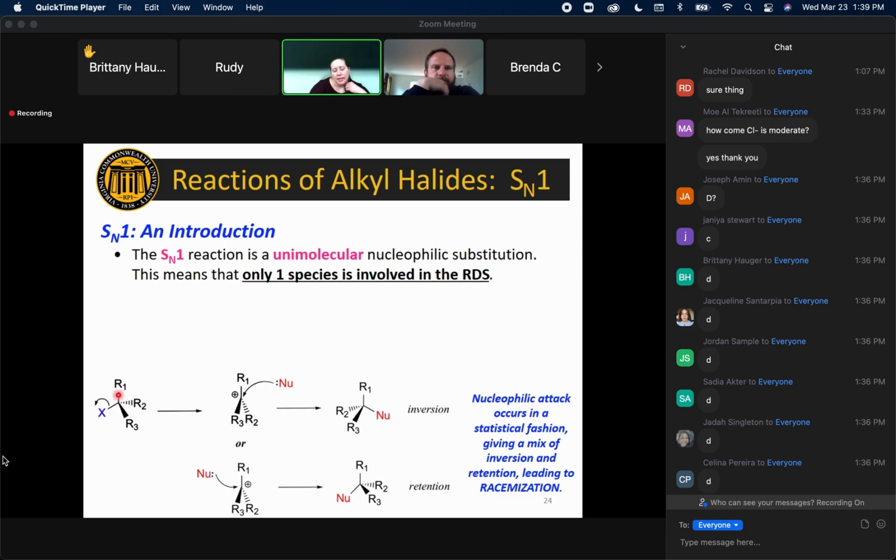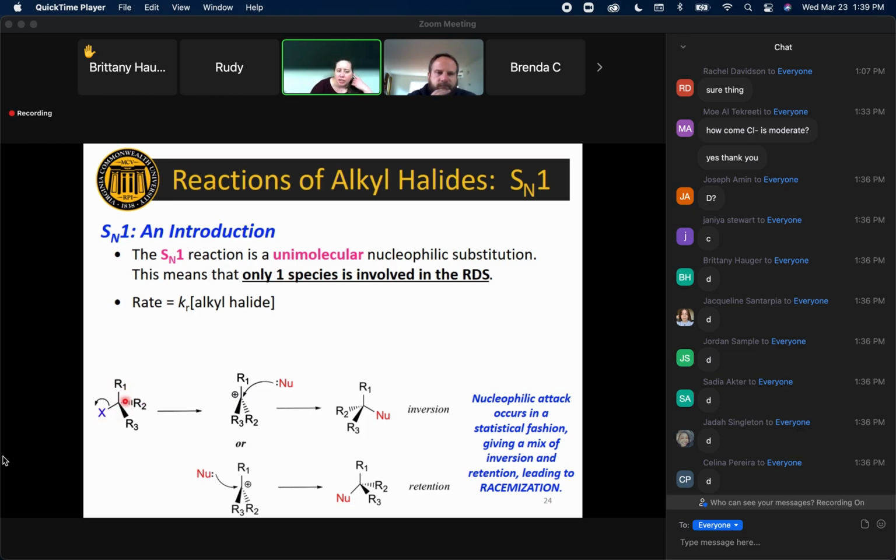All right, here's the same kind of generic reaction I'm showing you down below. This is a unimolecular reaction. That's what gives it its name, SN1: S for substitution, N for the nucleophilic variety, and 1 for unimolecular. Only one species is involved in the rate determining step. So here is your rate law. Your rate law has a rate constant times an alkyl halide concentration. So this molecule is the only thing that impacts the rate here.